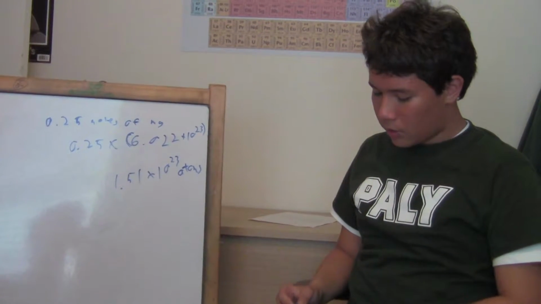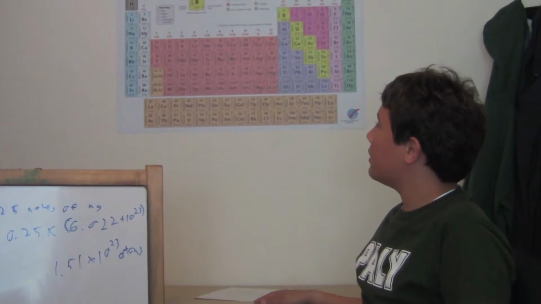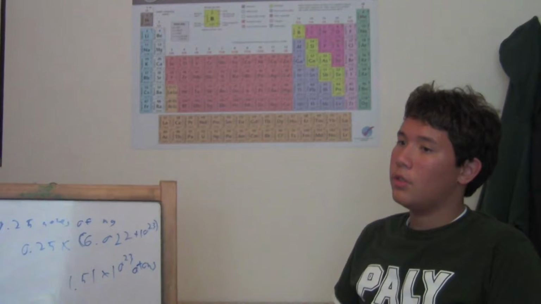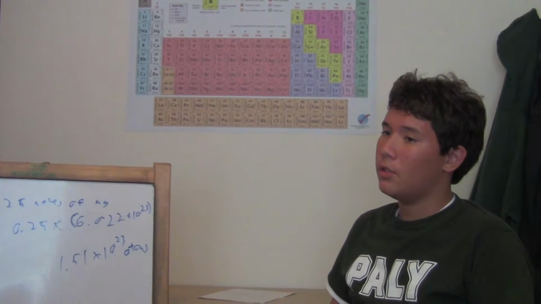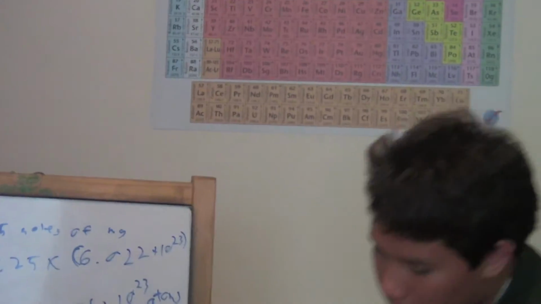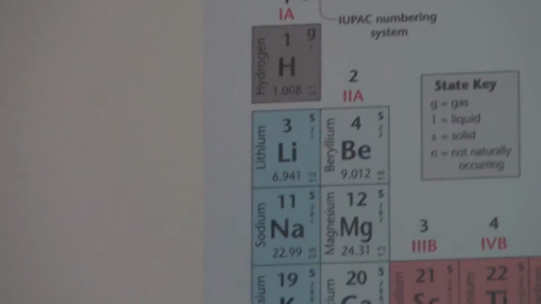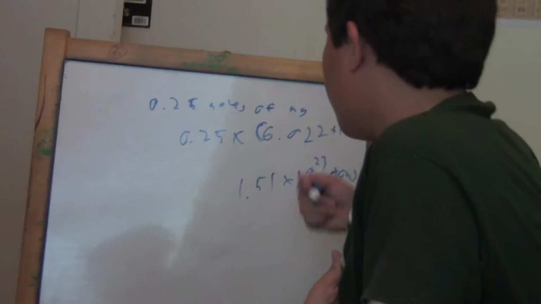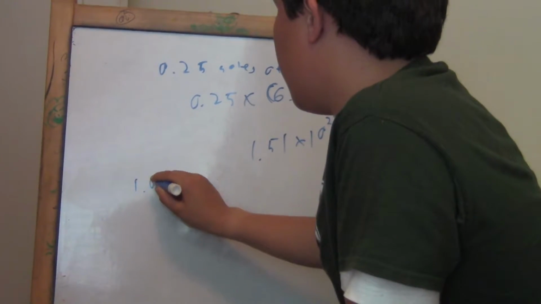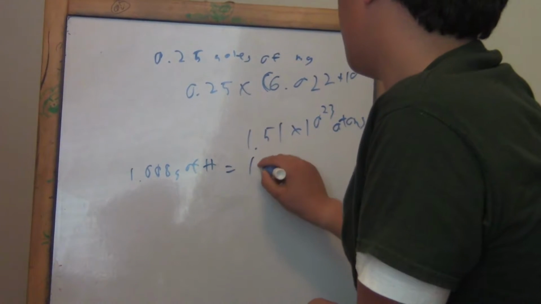Which, actually, I should also mention right now, is that their atomic mass also relates to the amount of moles. For example, 1.008 atomic mass units of hydrogen can also be translated into 1.008 grams of hydrogen. Just saying. This is equal to 1 mole of hydrogen.